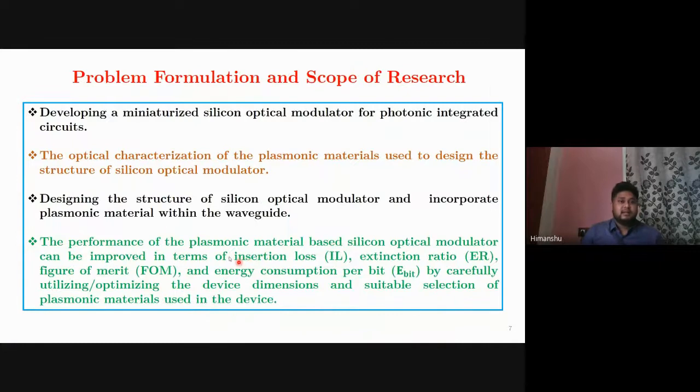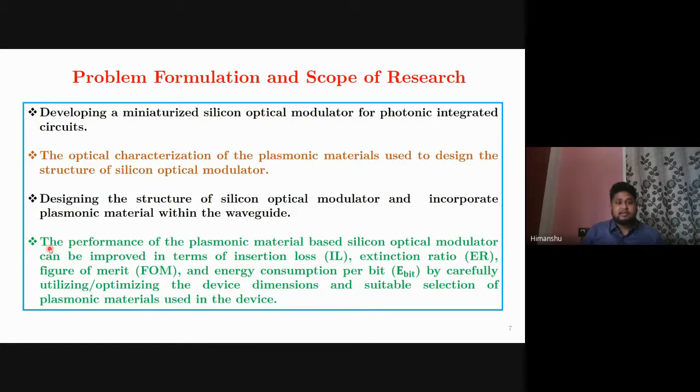Now coming to the next slide, these are the problem formulation and scope of research. So here, developing a miniaturized silicon optical modulator for photonic integrated circuits. The next one is the optical characterization of plasmonic material used to design the structure of silicon optical modulator. The next one is designing the architecture of silicon optical modulator and incorporating the plasmonic material within the waveguide.